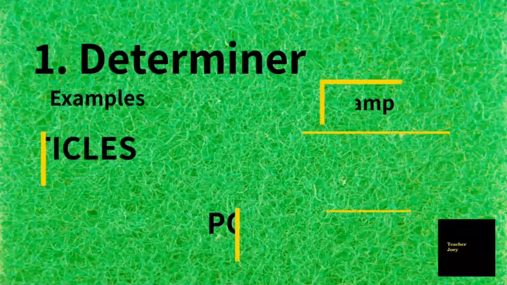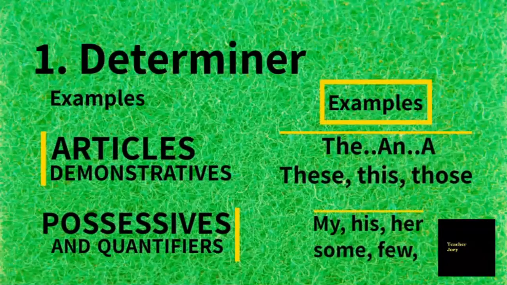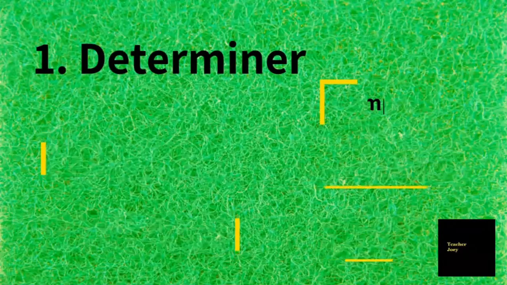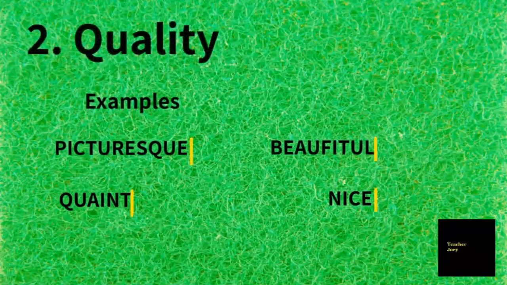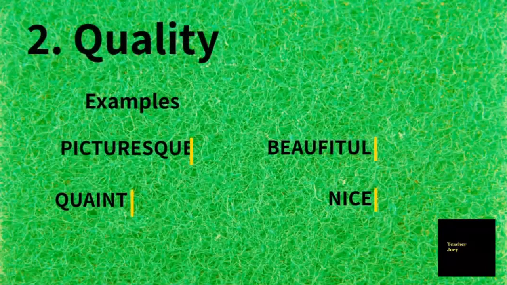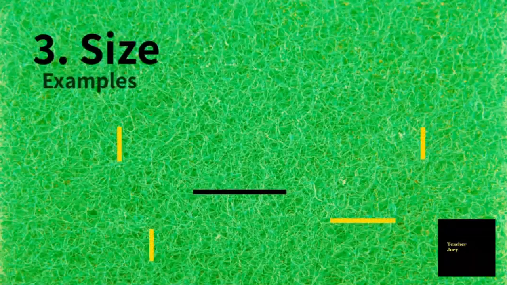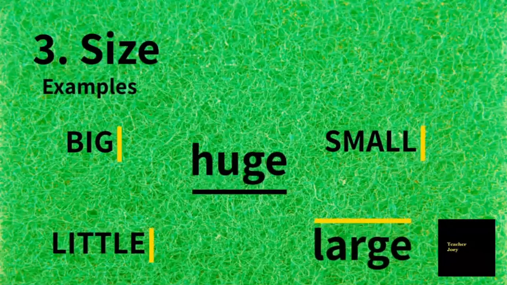Later, order of modifiers. Number 1, the determiner: article, demonstrative, possessive, and quantifiers. Second, position, the quality. We have examples: picturesque, beautiful, nice. And the size: big, huge, small, little, large.